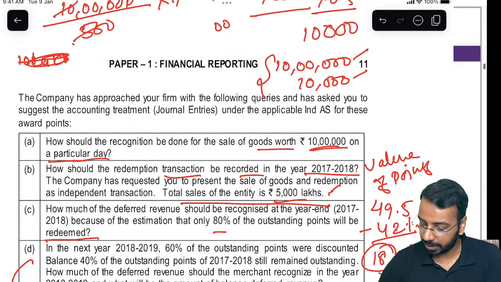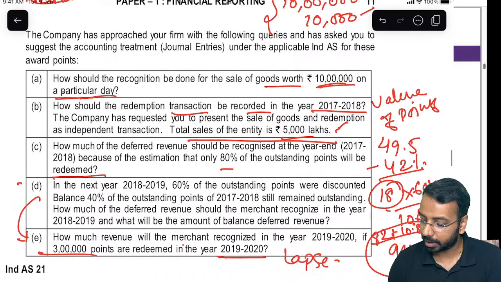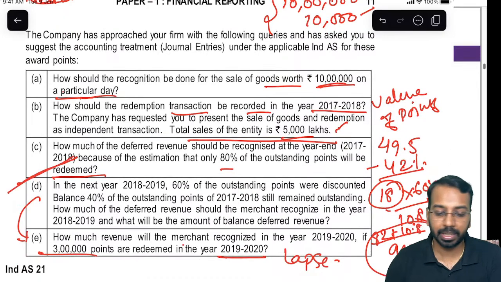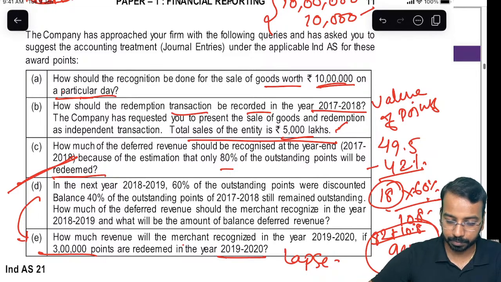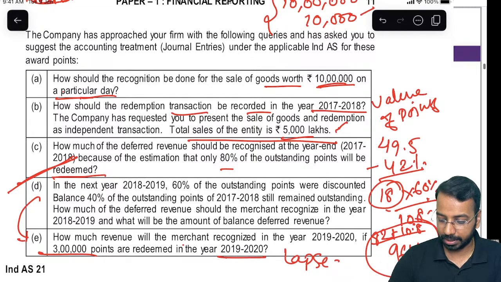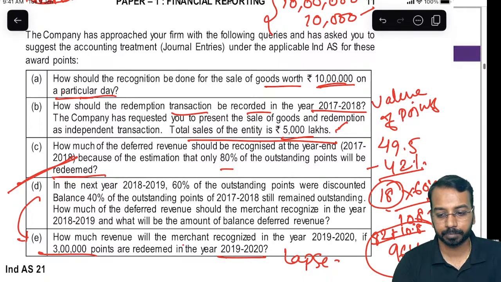So I have covered till here in detail point number A, B and C. Point number D and E I have explained briefly because we are running short of time, and you can practice that using the suggested answer in the RTP. If you have any question, you can ask in the forums and I'll be more than happy to address them. Is it clear?